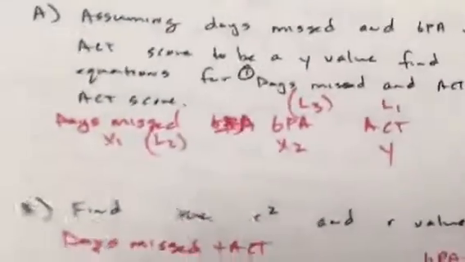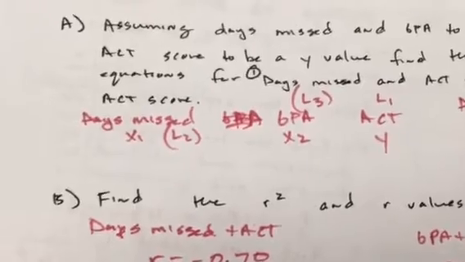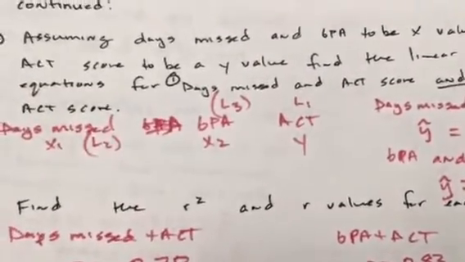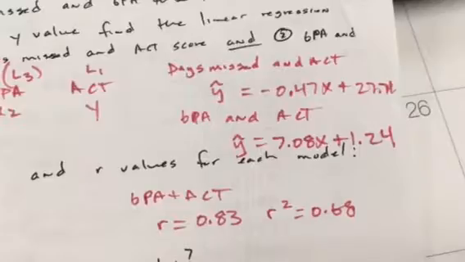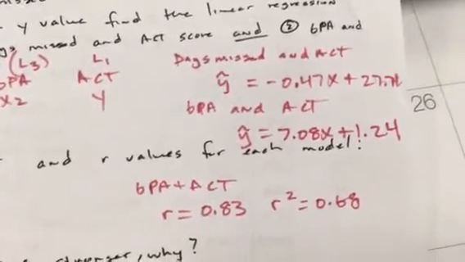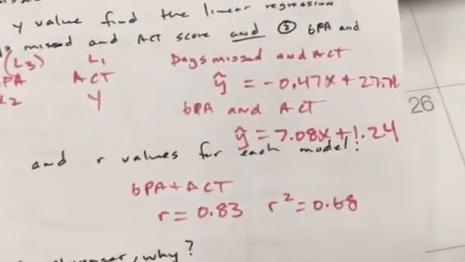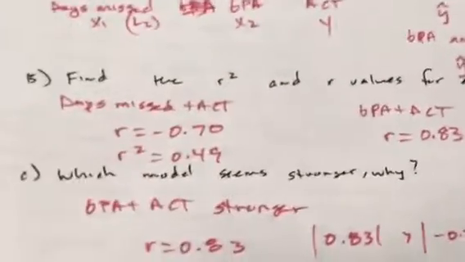All right, here we are. So if I put days missed as x1 in list 2, and GPA as x2 in list 3, and ACT in list 1. Again, you can do it however you want. Days missed and ACT form a linear regression model right there. GPA and ACT form a linear regression model right there.